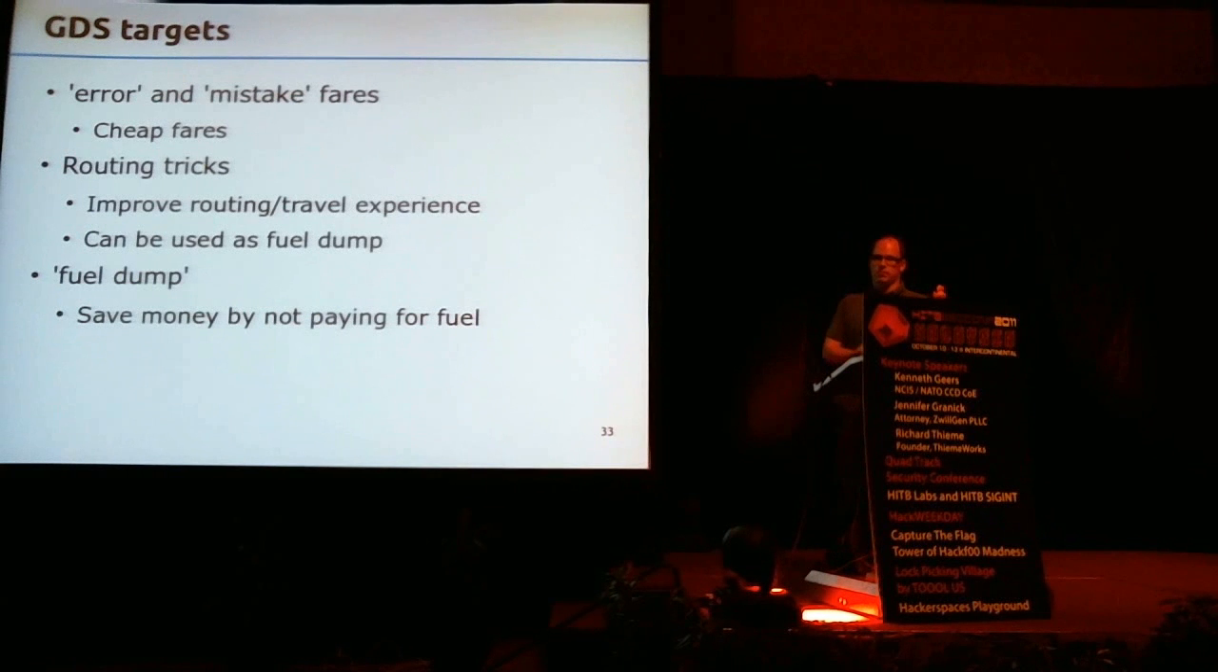What would I look for? Like I said before, there might be typos. I can just look for typos in the system, like somebody punching in a $100 fare instead of $1,000. I can find a flight where I can fly more than I'm supposed to fly, or I can do the so-called fuel dump, which is the most interesting one. If I can combine multiple fares, I might save some surcharges.